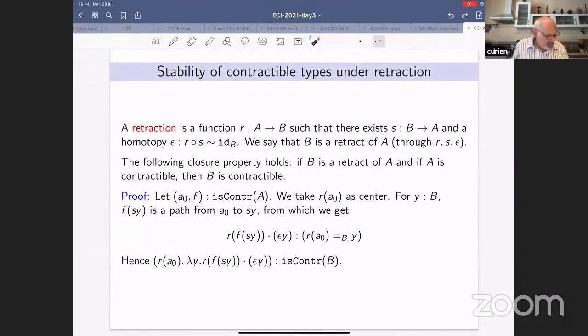So let's continue with other properties. I promised you to define the notion of retraction. A retraction is somehow half of an equivalence. A retraction is a function that comes together with another function. It starts really like an equivalence, but you require only that R composed with S is homotopic to the identity, not the other one. And this is called a retraction. Usually one is called a section. Which one? The S probably. The S is a section.